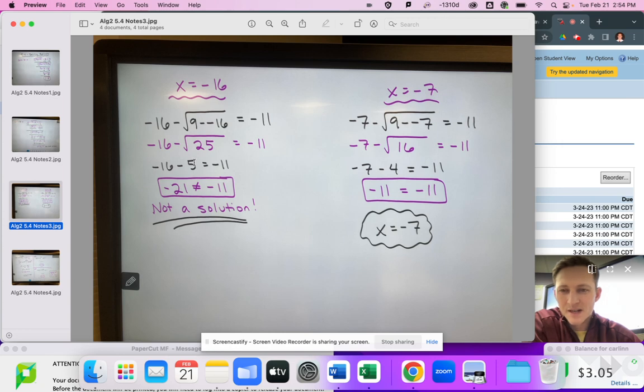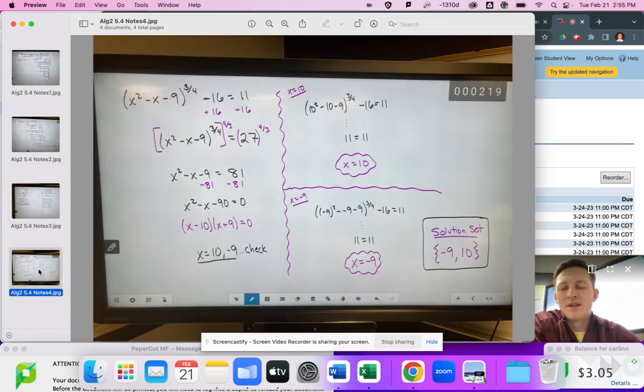Well, negative 16 minus 5 is negative 21, and that does not equal the right side, so this is not a solution, okay? But when we plugged in negative 7 over here, it did end up working out. So x equals negative 7 would be your solution, and this one would be extraneous, if that's how they phrase it.